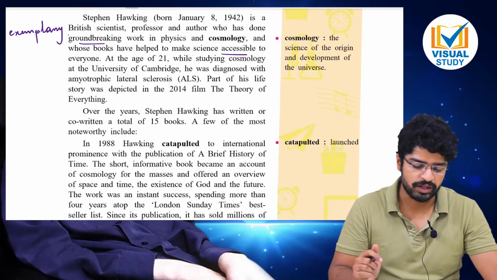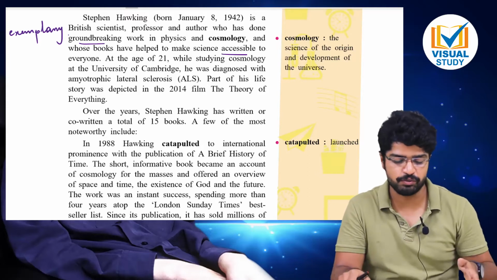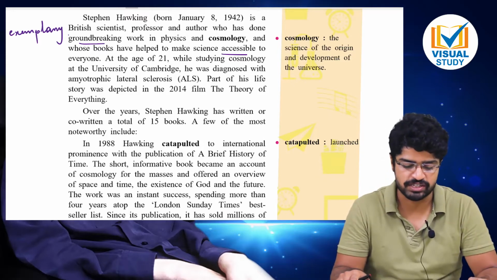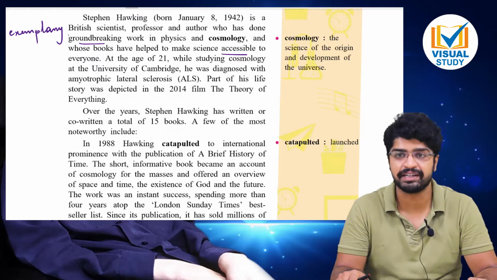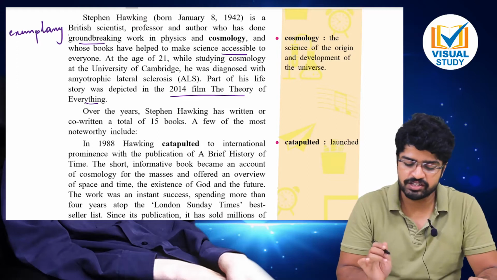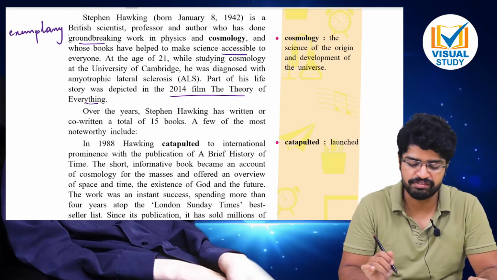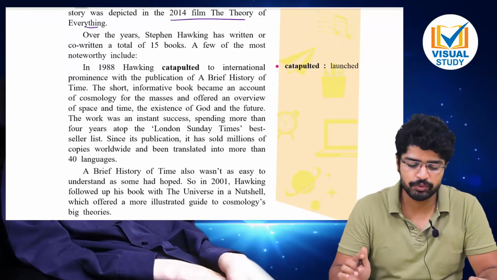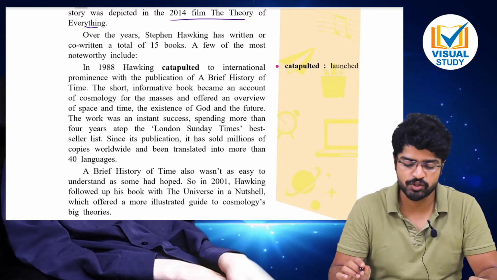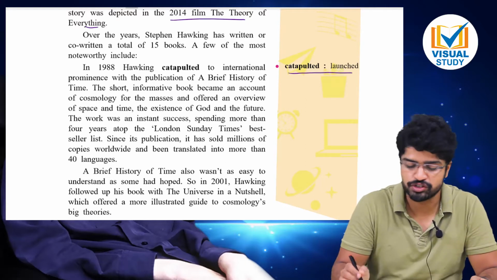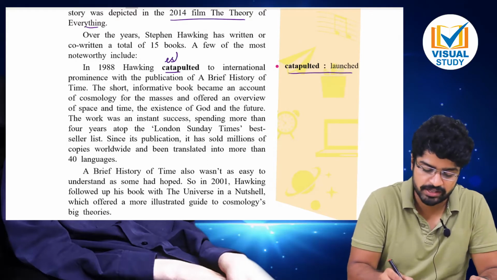At the age of 21, while studying cosmology at the University of Cambridge, he was diagnosed with amyotrophic lateral sclerosis, ALS. Part of his life story was depicted in the 2014 film The Theory of Everything. Okay. Over the years, Stephen Hawking has written or co-written a total of 15 books. A few of the most noteworthy include: in 1988, Hawking catapulted to international prominence with the publication of A Brief History of Time. Catapulted is launched. You can also write a better word. Another word is established.